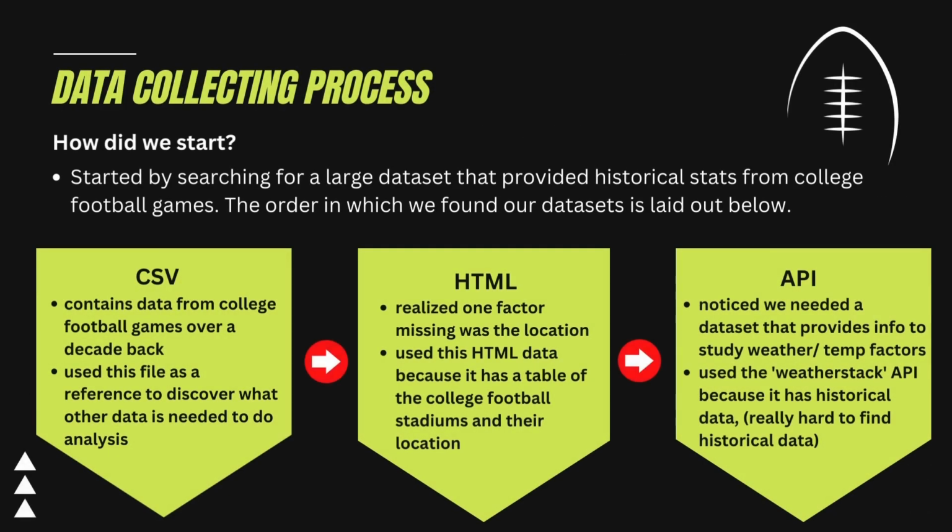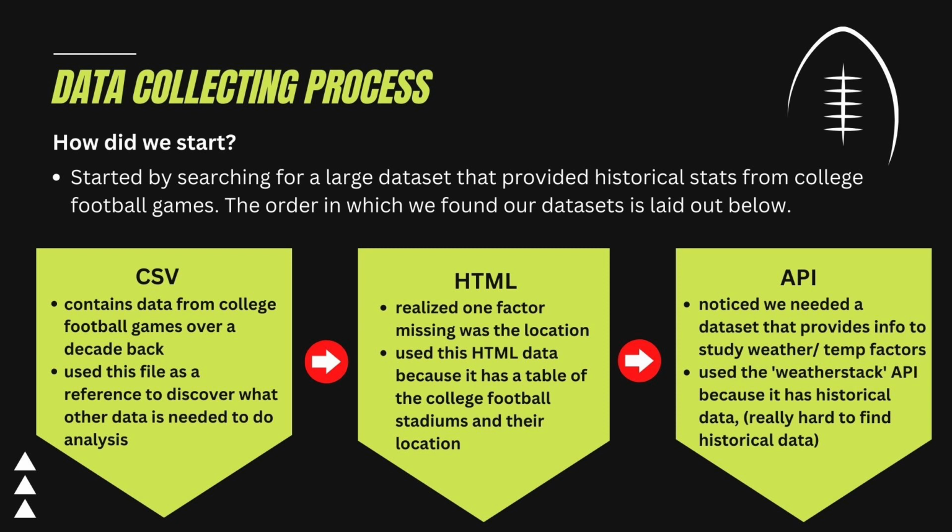In this slide, we're showing the process of collecting data sets used for our analysis. The first step was that we needed a data set that included historical college football game data with offensive and defensive fumbles and interceptions, as well as different weather statistics like temperature, snowfall, and other things that we used. So to start, we needed to find a large data set that provided historical stats for the college football games. For the first data set, we found a CSV file containing games dating back over a decade. We could use this CSV file as a reference to determine what other data we needed in our analysis.